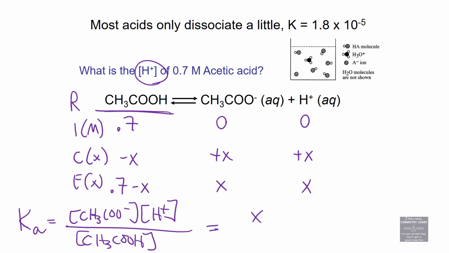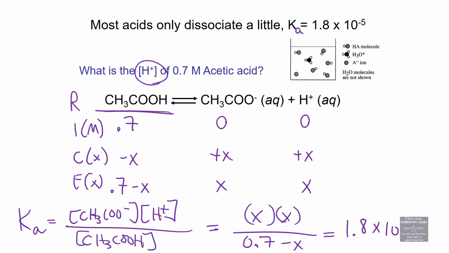I plug in my values. I got X times X. That's X squared over 0.7 minus X. And I set that equal to the Ka value. It's a Ka. Not a pKa, but a Ka. So that becomes X squared over 0.7 minus X equals 1.8 times 10 to the negative 5.